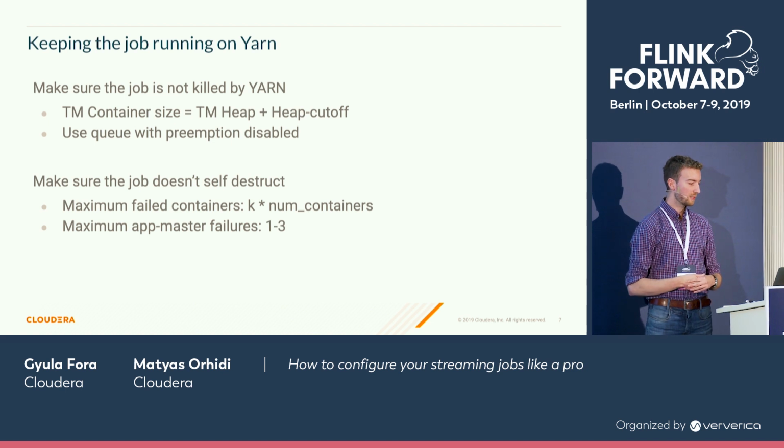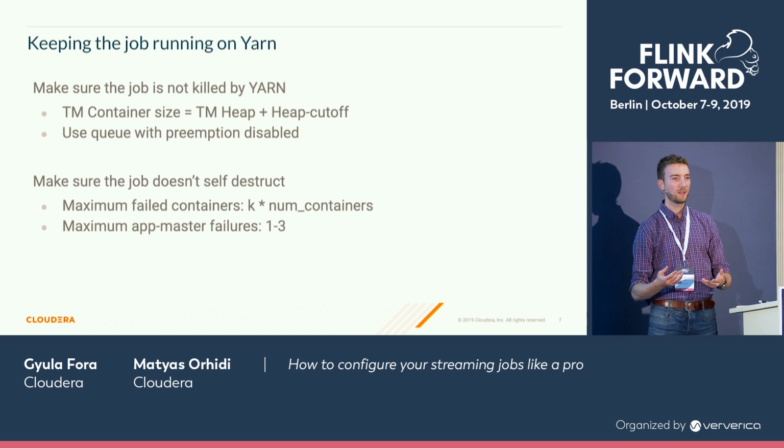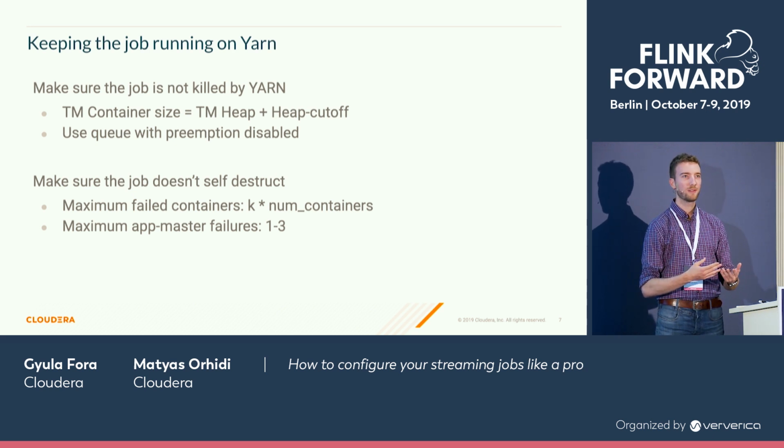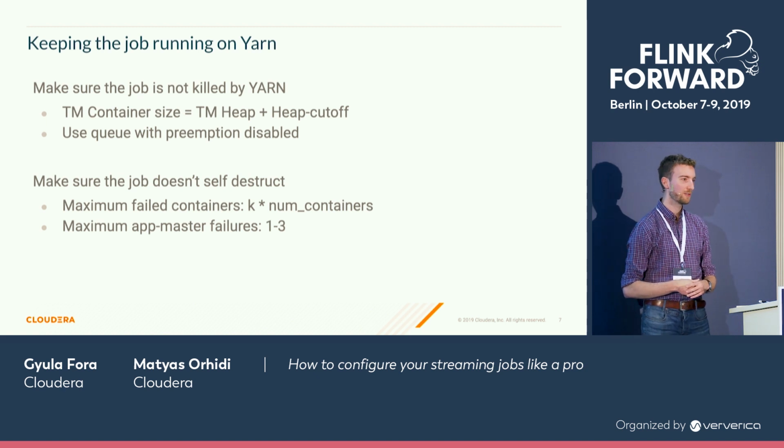And also there is the setting for the maximum number of app master failures. This should probably be a lower number because it controls how many times the job master should fail. Of course, this might happen, but if it happens too often, that is a bad sign, so you should look into it.